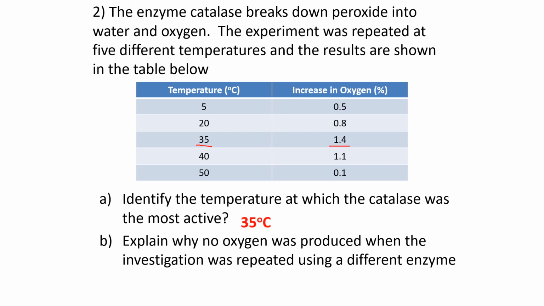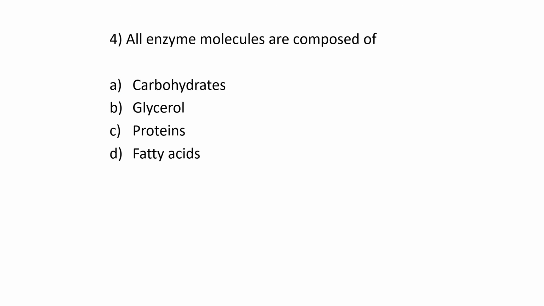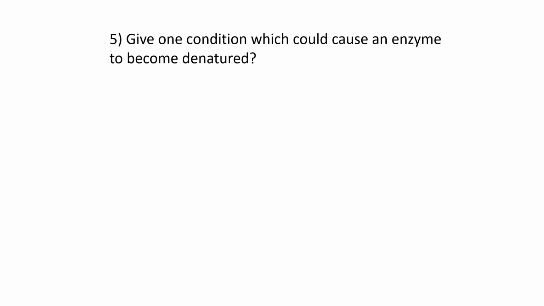And explain why no oxygen was produced when the investigation was repeated using a different enzyme. Well, we know that enzymes are specific to only one substrate because the active site will only fit one substrate. So the active site of an enzyme is complementary to one type of substrate molecule, and all enzyme molecules are composed of proteins. And give one condition which could cause an enzyme to become denatured, so that would be high temperatures or extreme pH.